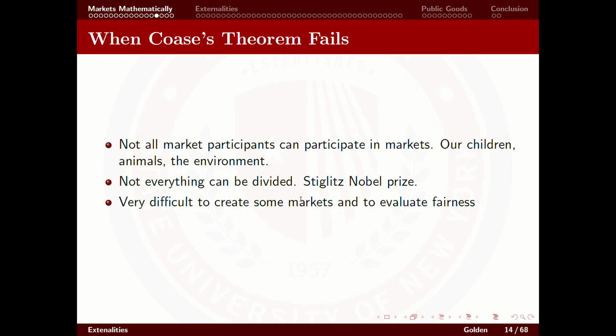And it's very difficult to create some markets and evaluate fairness. It's really hard to know who was really harmed. We have an incredibly complex judicial system to deal with that problem.